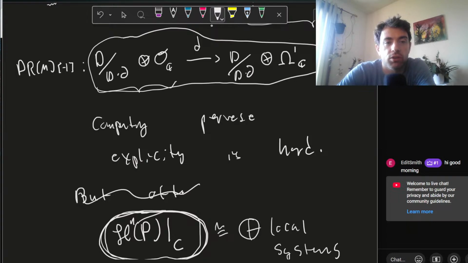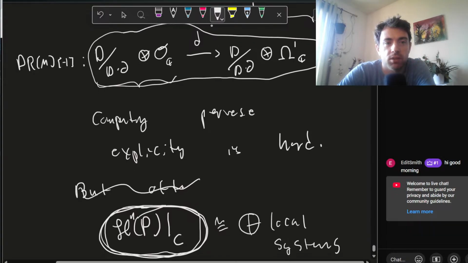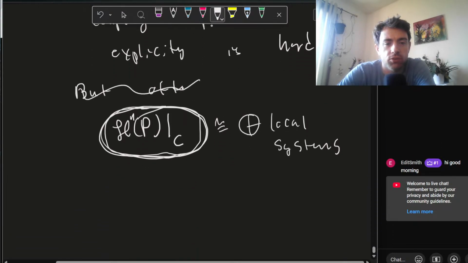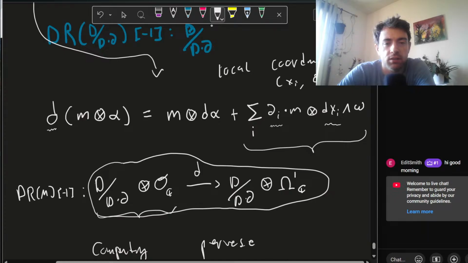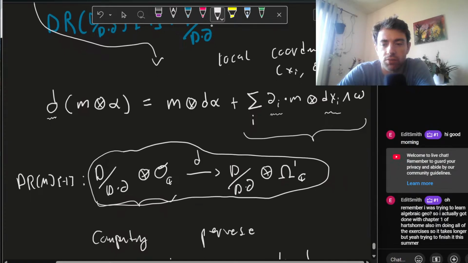So the first thing to look at is the kernel of the map D. Well, in this case, what is D, how is D acting? It's basically just taking derivatives.